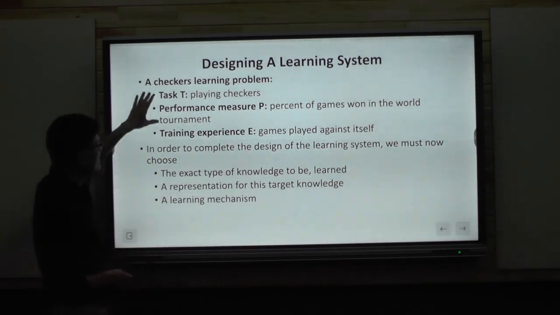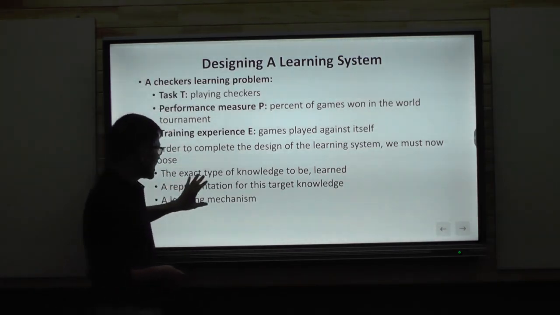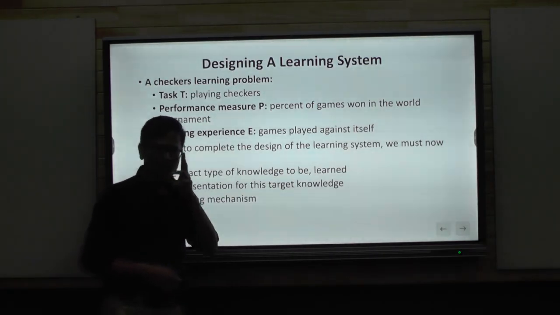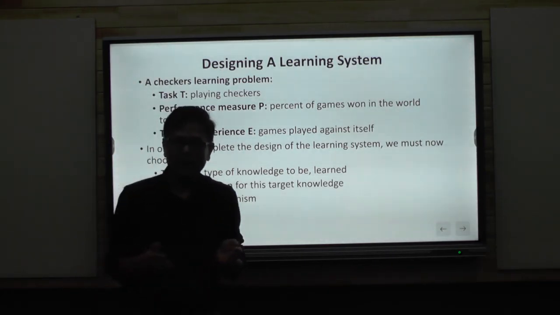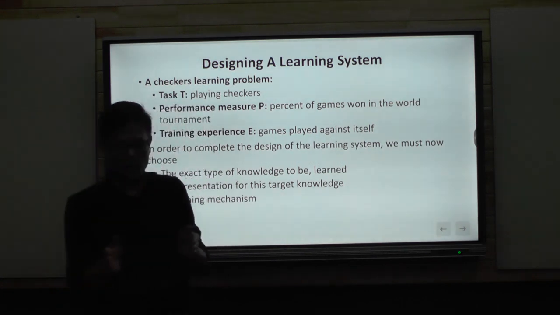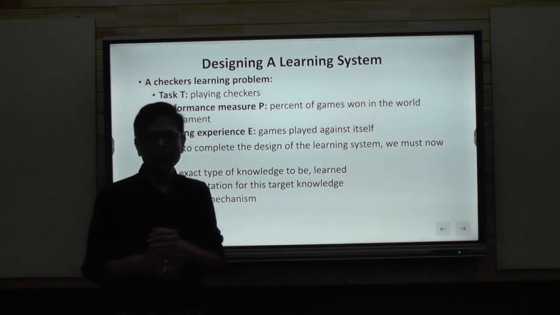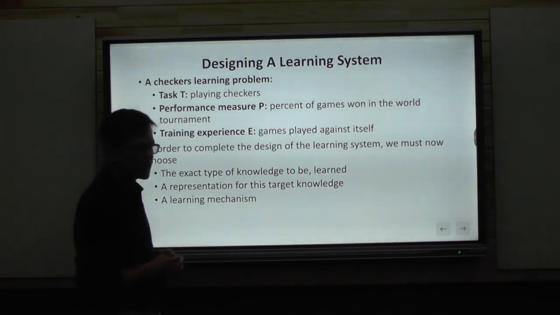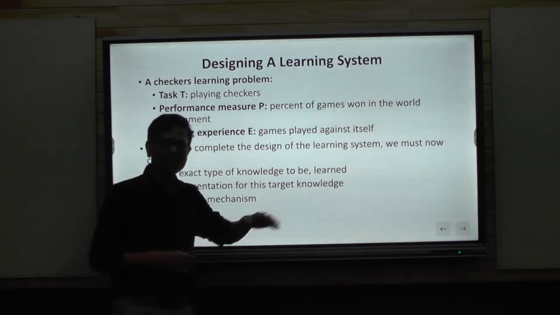So if you want to complete this design, we basically have to choose the exact type of knowledge to be learned. What you have to learn should be explicitly clear. And when you formulate a problem with these 3 measures, that means you are clear, and you can choose what ML techniques to use, what the problem is, and how you can get a solution. That is why we are discussing this topic. The representation of this target knowledge: how will you represent that target knowledge?